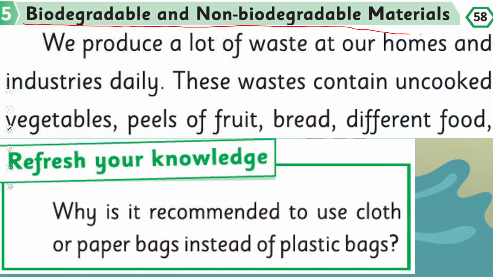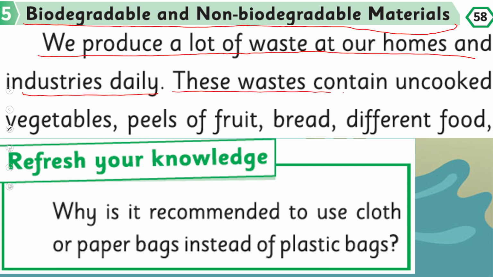Biodegradable and non-biodegradable materials. We produce a lot of waste at our homes and industries daily. These wastes contain uncooked vegetables, peels of fruit, bread, different foods. So my dear students, we produce a lot of waste daily at home: apple peels, banana peels, vegetable peels, and uncooked food. We throw all these things in the garbage. And they are the waste.